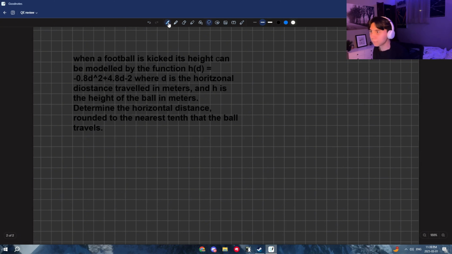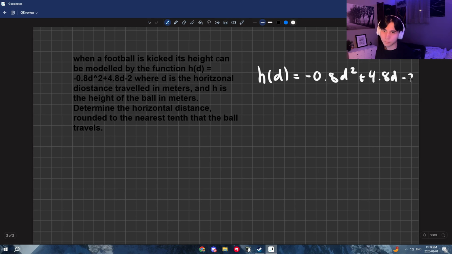Alrighty, we have this word problem here. When a football is kicked, its height can be modeled by the function h of d is equal to negative 0.8 d squared plus 4.8d minus 2, where d is the horizontal distance traveled in meters, and h is the height of the ball in meters. So we have d and h, and we're just looking for the horizontal distance that the ball travels.